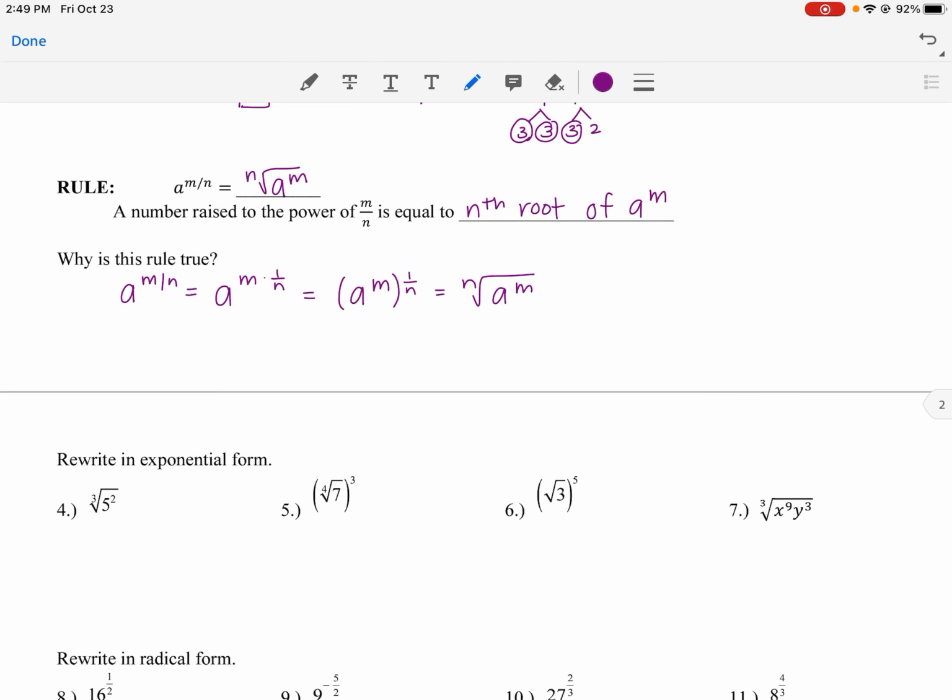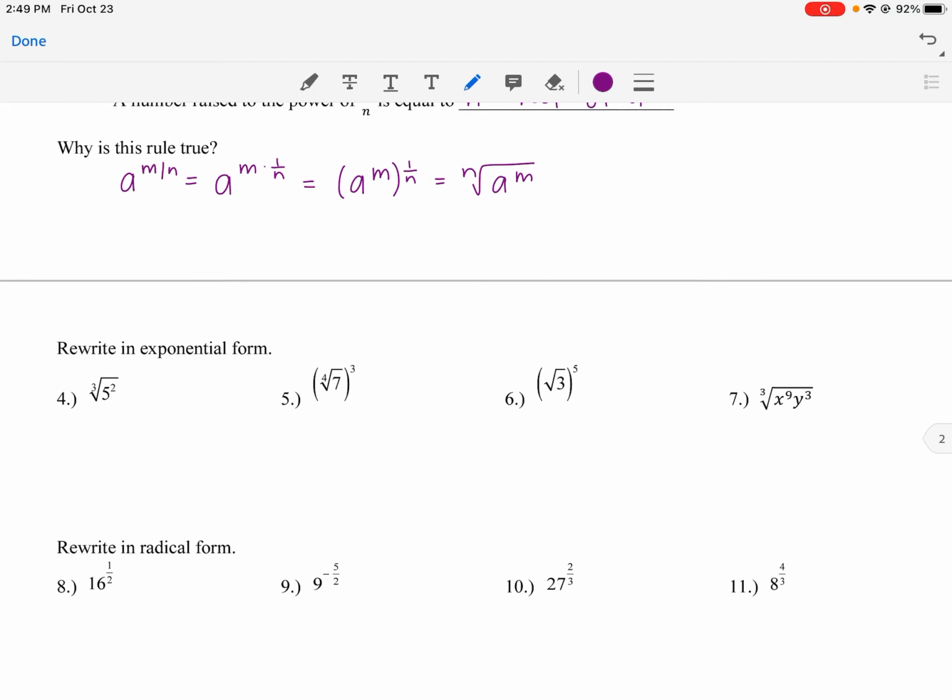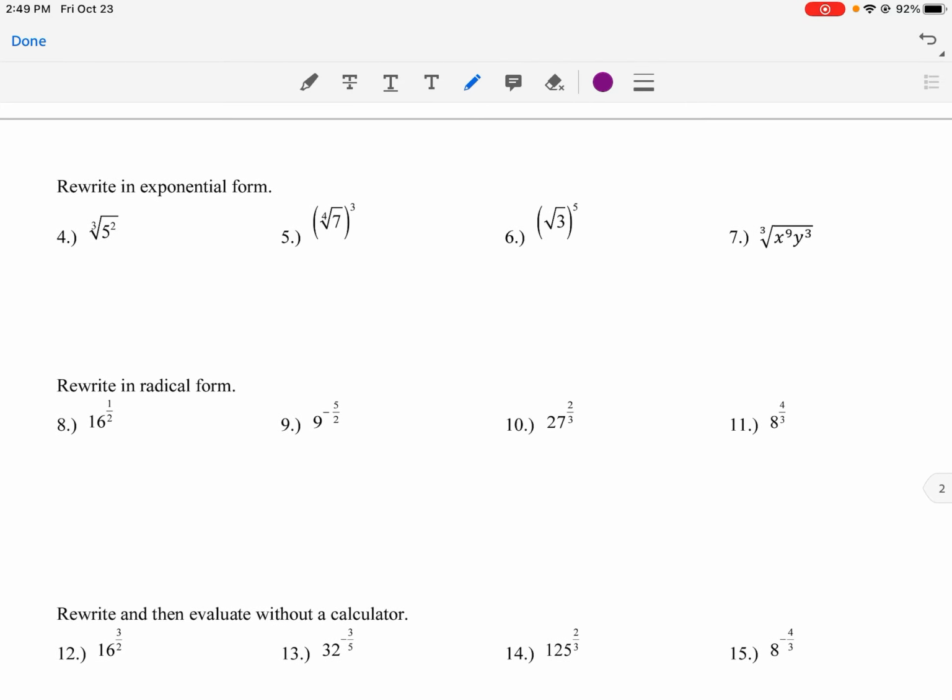Okay. The reality is here, we mostly want to apply these rules, so you're going to be responsible to know how to convert between the two different forms and simplify things. So, if I ask you to rewrite in exponential form, that means we want some fractional exponent in most cases.